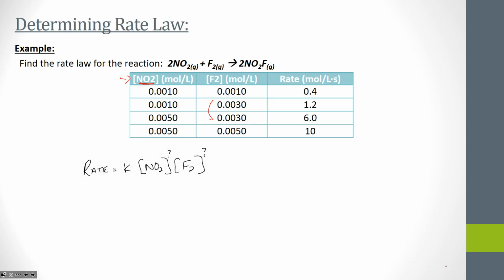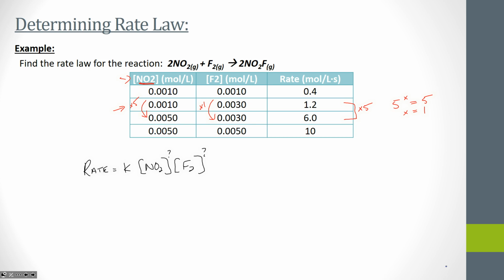So I see that F2 doesn't change from trials 1 to 2. Now, this is staying the same, but this is timesing by 5. So I know that any changes over here are caused by that. F2 has no effect on the rate right now because it didn't change, but NO2 did. So this also goes up by a factor of 5, from 1.2 to 6. So 5 to the power of something gives me that change of 5. Well, x equals 1.